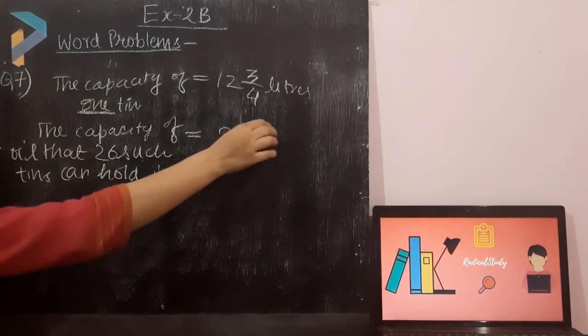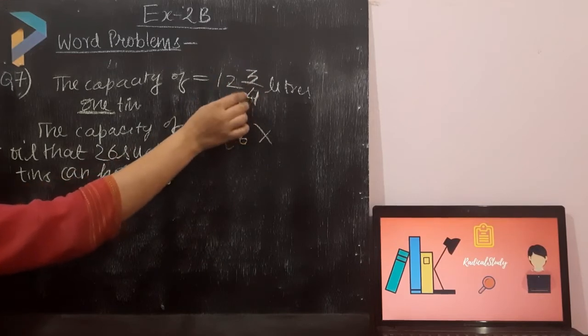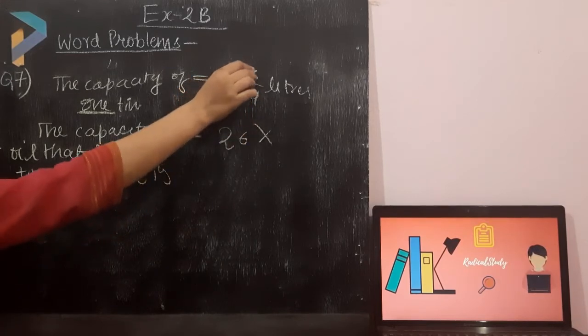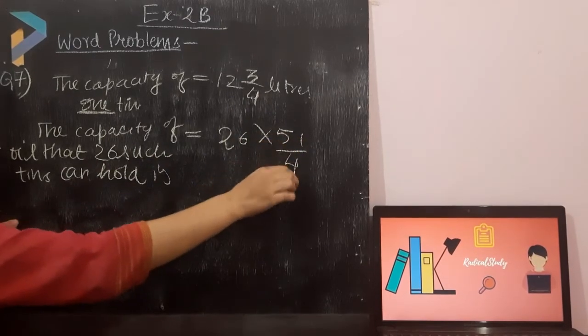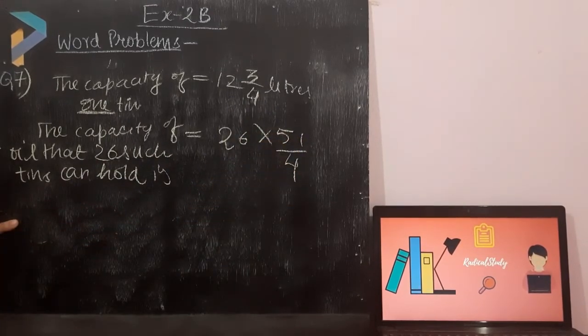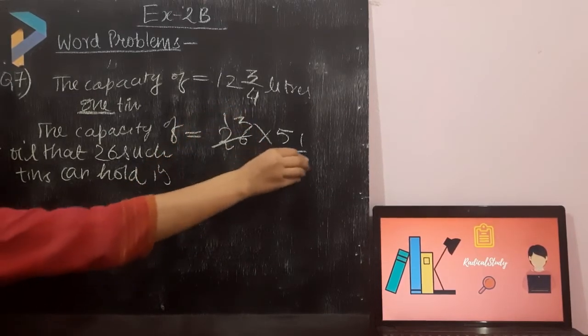Now 26 multiplied by 12 3/4. So 12 4s are 48. 48 plus 3 will be 51. So it will be 51/4. Okay students. Now 51/4, when we will multiply it, firstly we have to simplify it. 2 1s are 2, 2 3s are 6, 2 2s are 4.